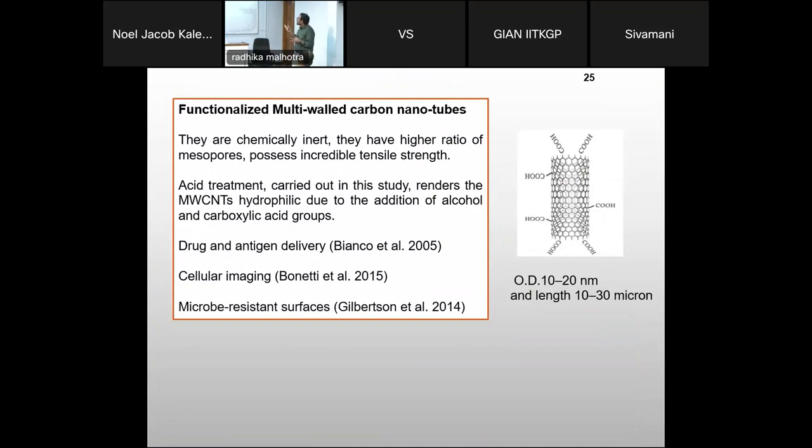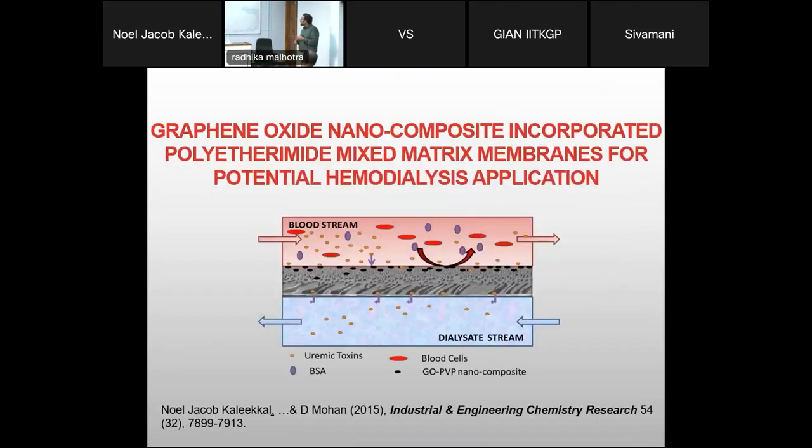And another was the carbon nanotubes. So the carbon nanotubes are now used almost in every aspect, ranging from adsorption to reaction, etc. So we've tried to use these also. Again, they are chemically inert, and once you functionalize or oxidize them, they also have a large number of carboxylic acid groups, which again renders them hydrophilic.